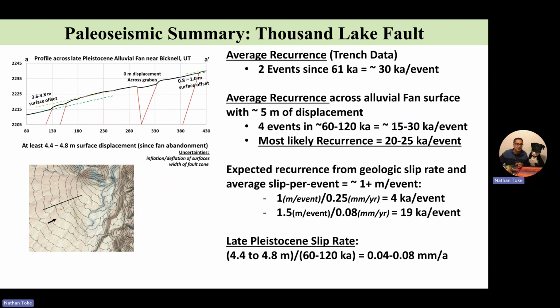Okay, so in summary, Thousand Lake Fault has had 2 events in the last 61,000 years. So you could say this is about 30,000 years per event recurrence interval. The average occurrence event across the alluvial fan surface, assuming about 5 meters of total displacement, if we assume that each one is just over a meter, might suggest that we could have up to 4 events since that fan was abandoned, which we believe is about 120,000 years ago or so.